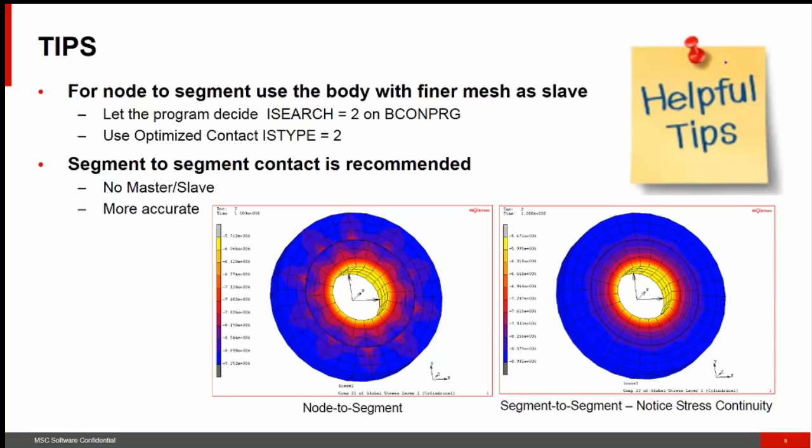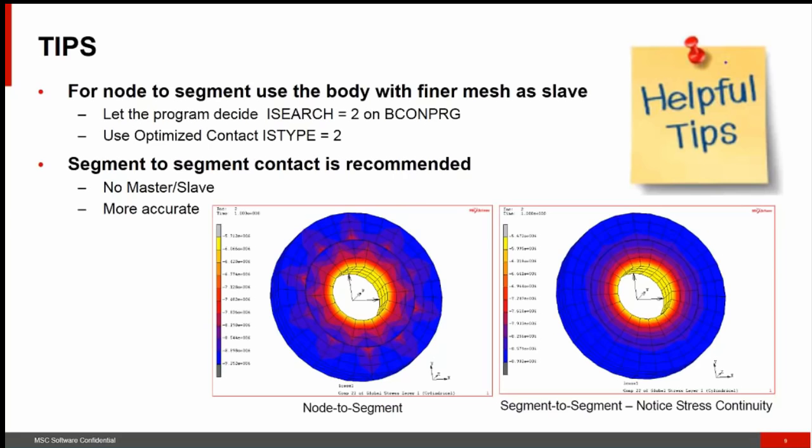Another useful tip is to use the optimized contact inside Nastran. In this case, the solver decides to do the double-sided contact with the optimization of contact constraint equations. This is another option that's available. For this one, you just set the ISTYPE equal to 2. So these may work for some examples if you don't know which body has the finer or which body has the coarser mesh. But in general, if you decide to switch to segment-to-segment, you don't have to deal with the master and slave methodology anymore.